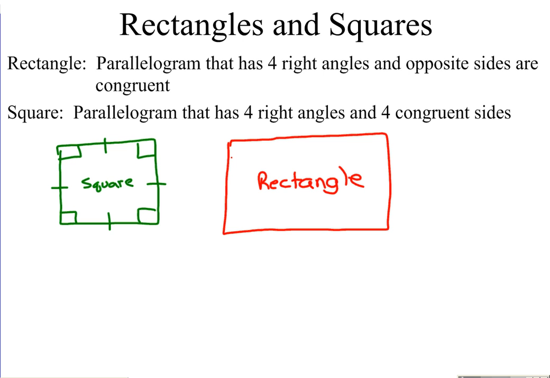a rectangle also has 4 right angles, but the only thing we know on a rectangle is that opposite sides are congruent, so we would have that information there.